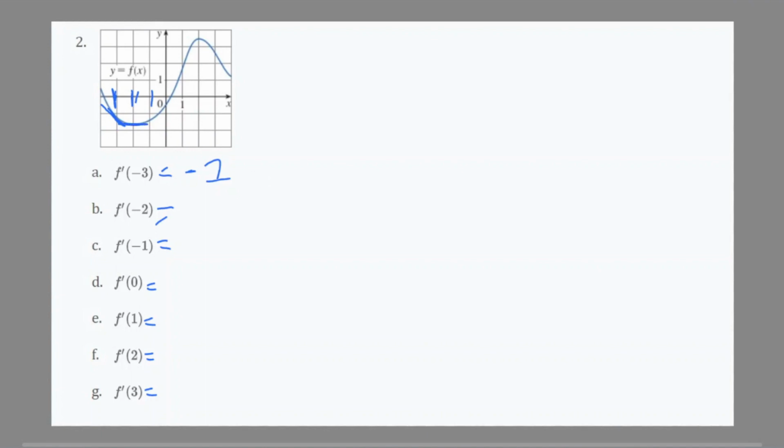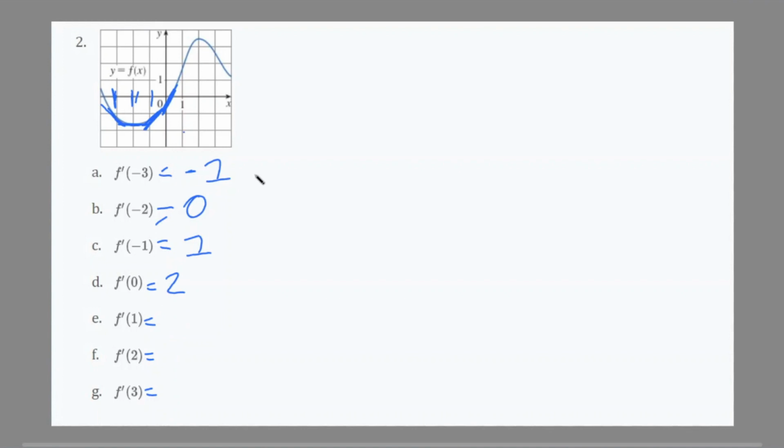And f of -2 is right here. If we draw a tangent line, we can see that it's flat, so that means that f prime of -2 is 0. Now f prime of -1: the graph is starting to increase, so we know it's a positive number. It is increasing at a decent rate, so we could say that f prime of -1 is 1. And f prime of 0, the tangent line at 0 is quite a large positive number, because it's increasing, so we could just estimate it to be 2.